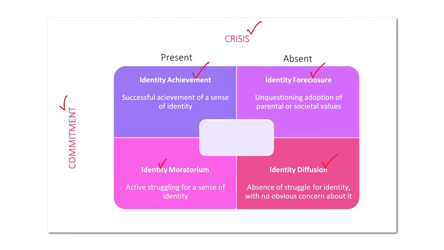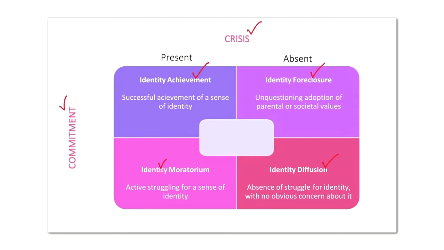However, let's say I wanted a car and I'm actively looking for them. I'm test driving, I'm looking online, I'm trying to figure out what is cool for me to have, but I haven't picked one yet. That'd be an identity moratorium. My car identity would be in moratorium.